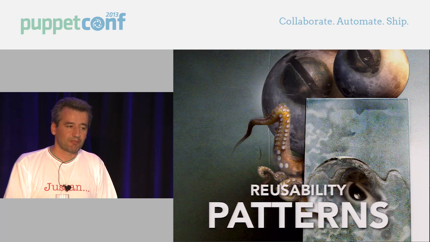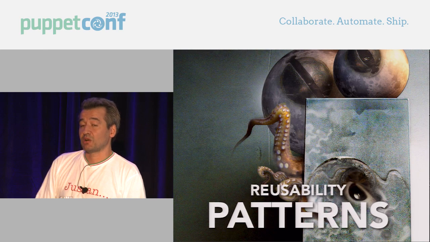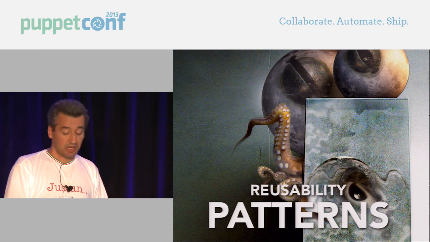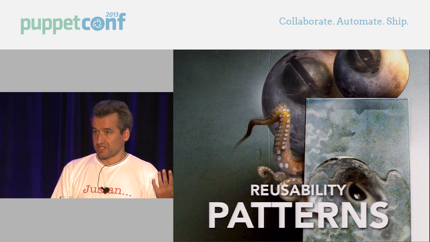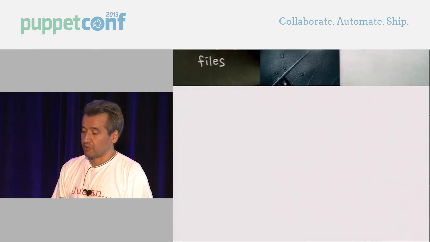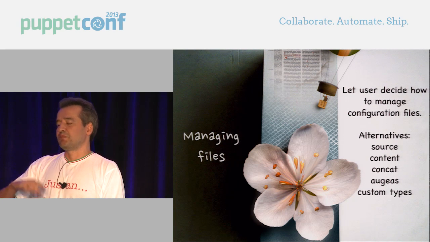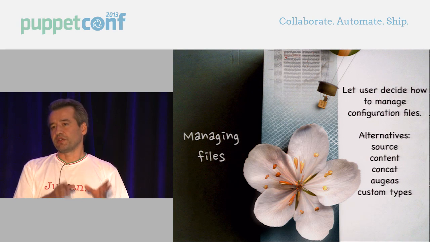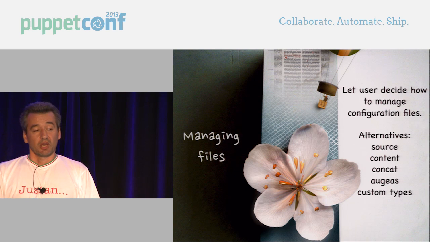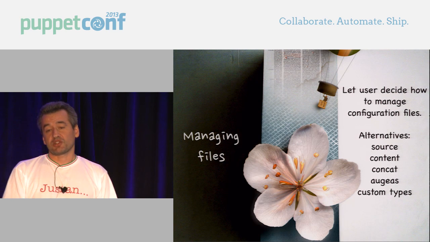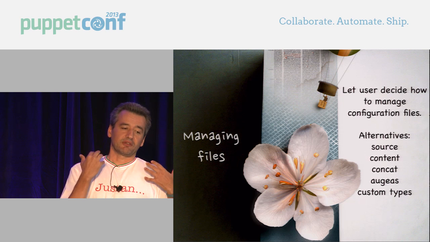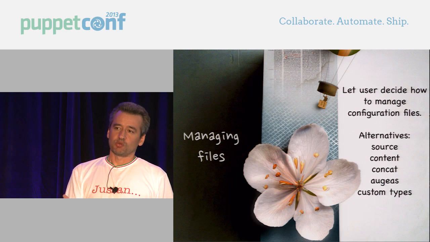So let's get into some typical patterns about reusability in a module. I will show you some code examples, and we will see what we can do with them. Typically, when you use Puppet, 90% of the time we manage files, configuration files of applications and so on. And actually, reusable modules, according to me, should leave total freedom to the users on how to provide these files.